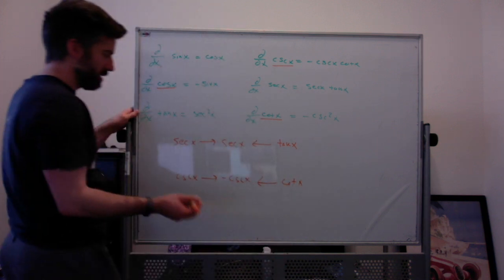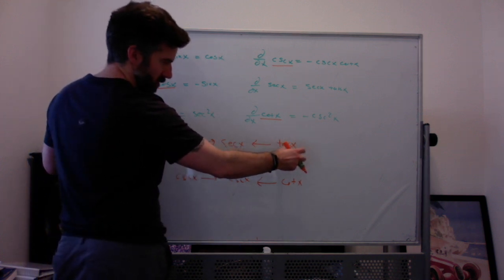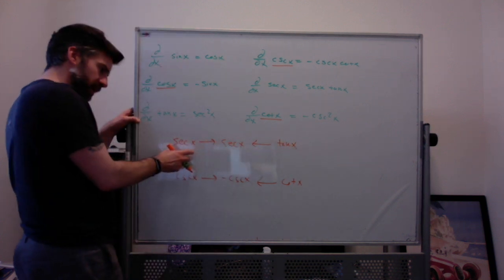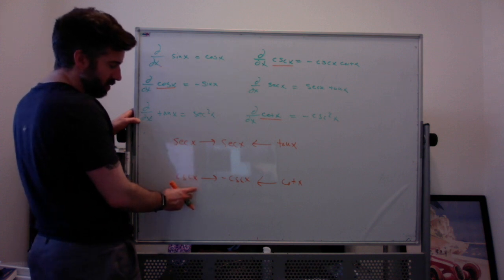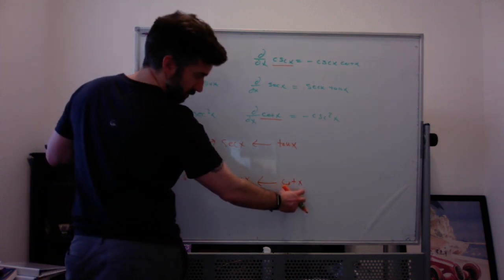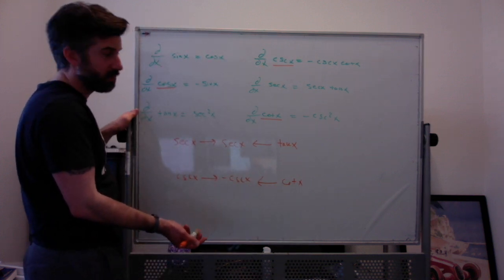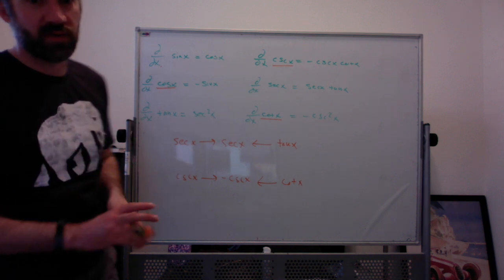So the way they did this is they say, oh, what's the derivative of secant x? It's secant x times tangent x. What's the derivative of tangent x? It's secant x times secant x, or secant squared x. Works for this too. What's the derivative of cosecant x? It's negative cosecant x times cotangent x. What's the derivative of cotangent x? It's negative cosecant x times cosecant x, or negative cosecant squared x. So there are the trig derivatives in their entirety.